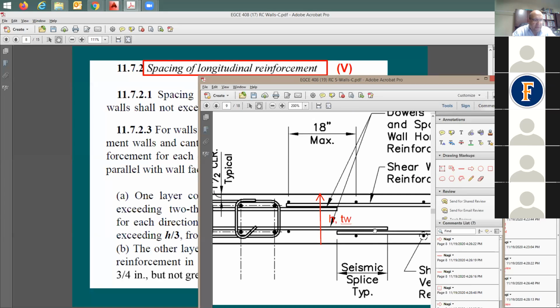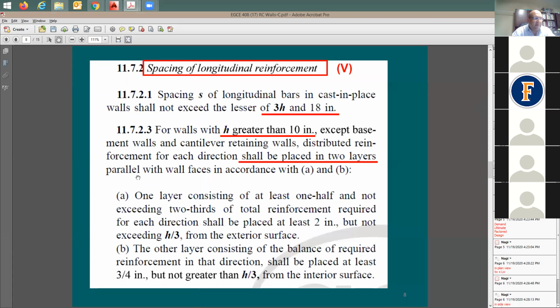In this picture, I'm showing here 2 layers of the rebars in both directions. The code says this is true. You really need to have 2 layers of rebars, right? In each direction, only when the wall thickness is going to be 10 inch or larger. It's going to be a must. If the wall is 8 inch, you can go with only 1 layer in the middle. It's going to be okay.